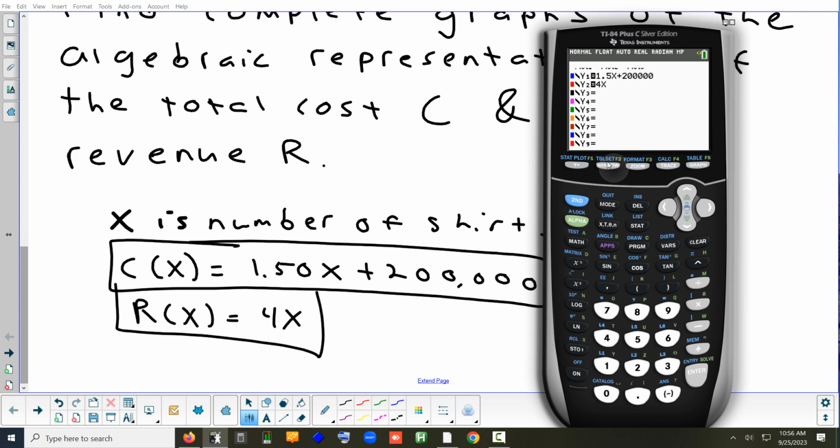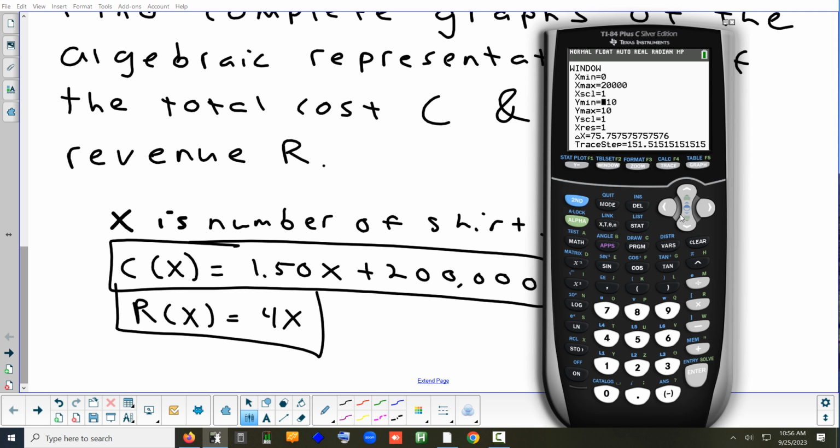Okay. Let's try that. What's the minimum number of shirts we could make? 0. The maximum number? Well, there is no maximum. The goal is to see where these cross. Let's see if that happens within making 20,000 shirts. If that's not enough, we'll have to set it bigger.